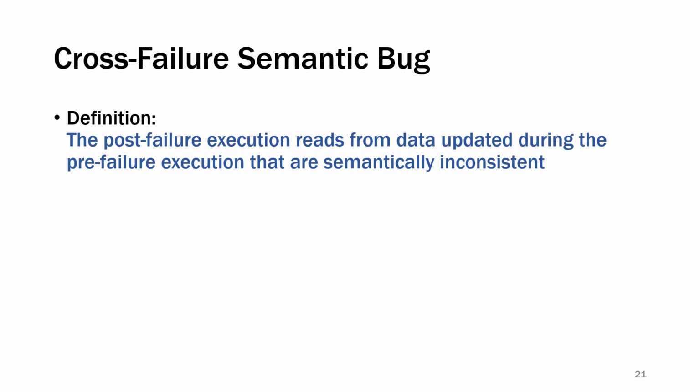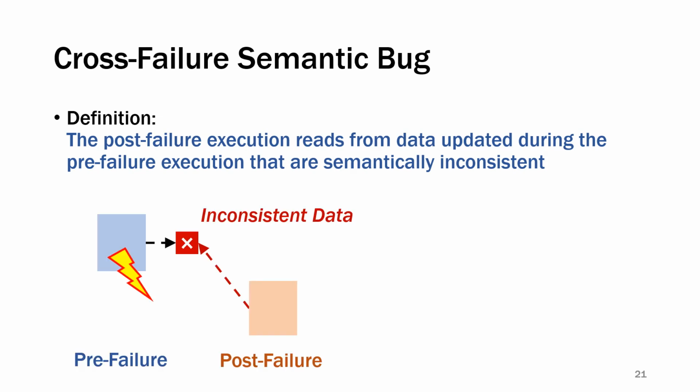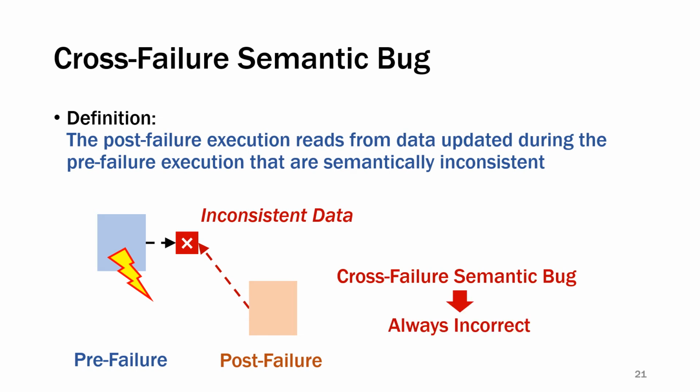More formally, a cross-failure semantic bug is a post-failure execution reading from data updated during the pre-failure that is semantically inconsistent. Different from the cross-failure race, which leads to non-deterministic behaviors, the cross-failure semantic bug is always incorrect.